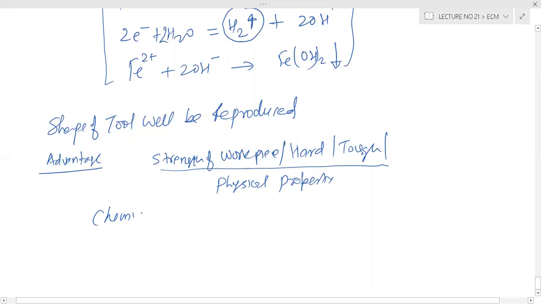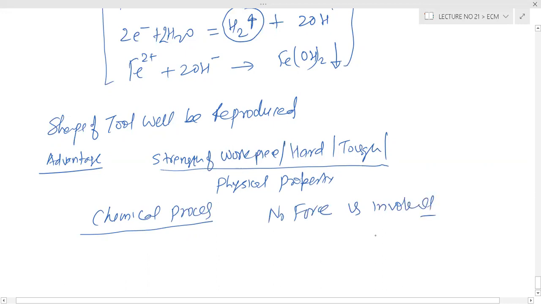It is entirely a chemical process. It means no force is involved. So there will not be any tool wear, because there is no force.